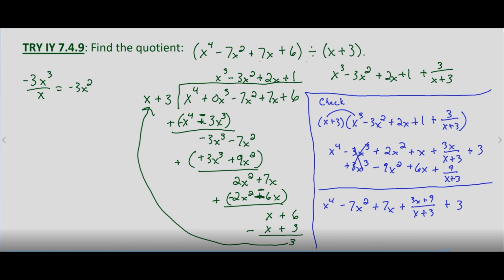But if you'll notice, if we factor out a 3 here, 3x plus 9, that's the same thing as 3 times x plus 3. Well, then these x plus 3's cancel, and all we're left with is 3. So this ends up being x to the fourth minus 7x squared plus 7x plus 3, which is plus 6. So this checks, and we can say that our quotient is x cubed minus 3x squared plus 2x plus 1 plus 3 over x plus 3.